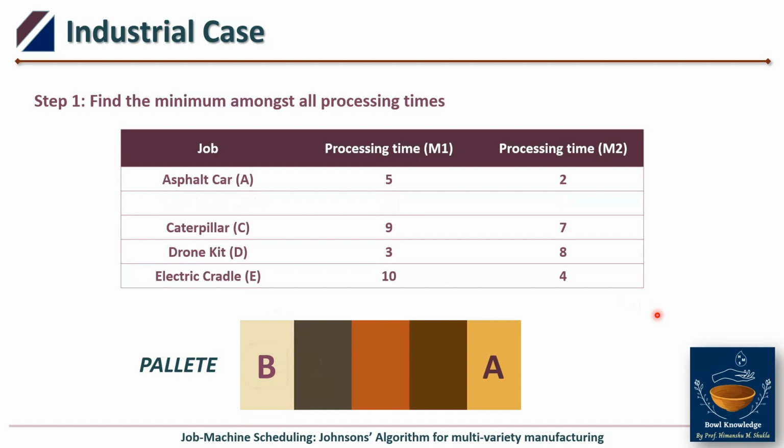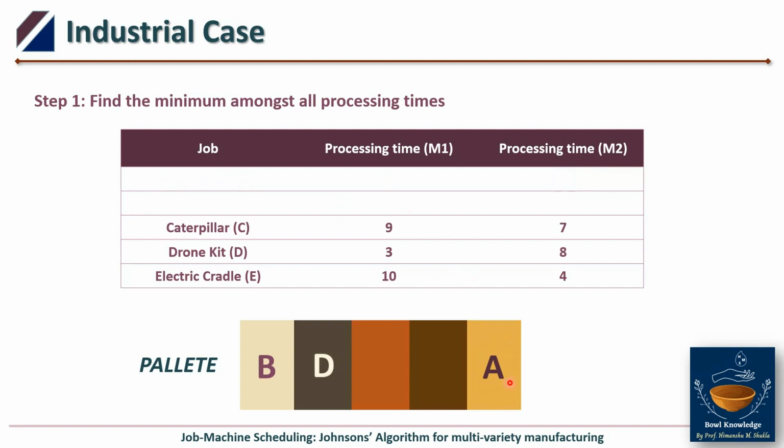Now this much of the table is left. What is the minimum now? The minimum time is 2, but it is in machine 2, so you will allot it to the last of the pallet. As the minimum time is in machine 2, we have allotted job A on the right side of the pallet. Now A is allotted, so A will be removed from the table.